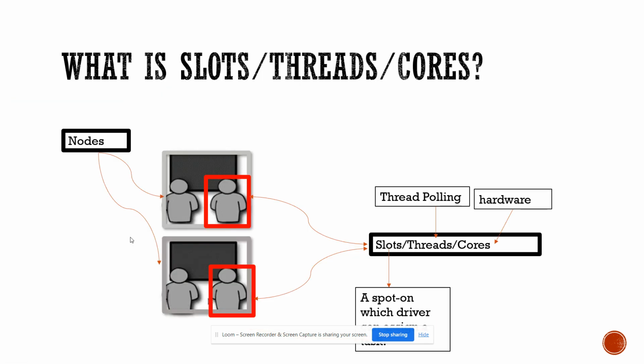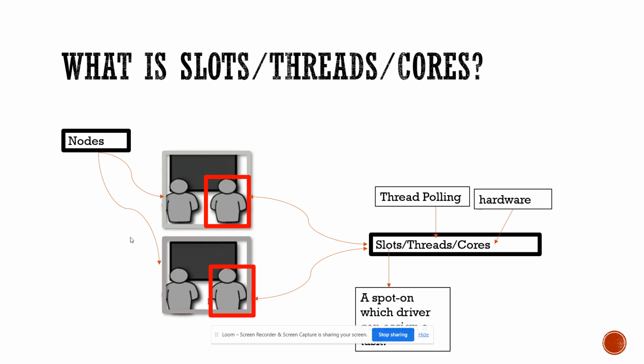So what are slots, threads, and cores? Slots is a spot where the driver assigns its tasks. It is the smallest unit which performs the operation.